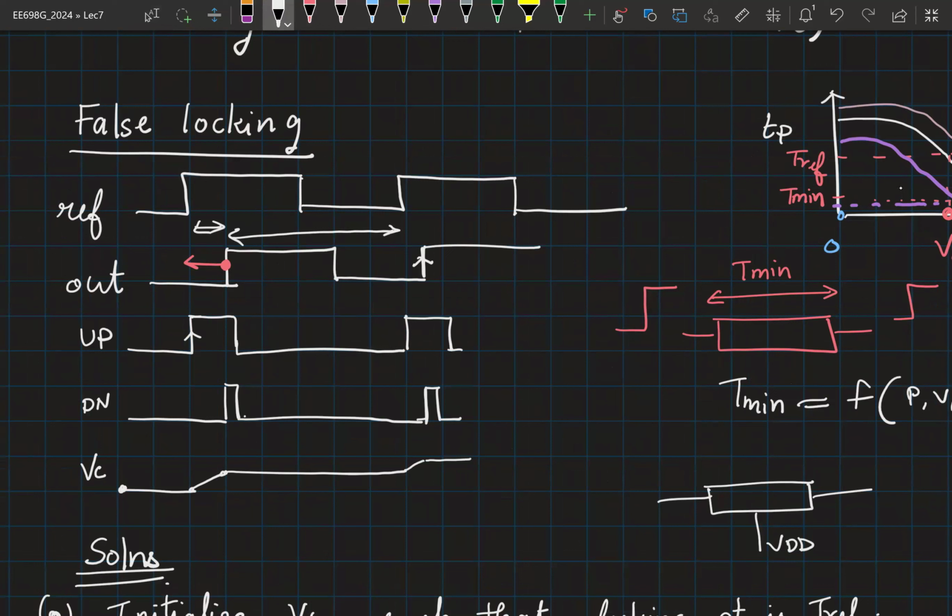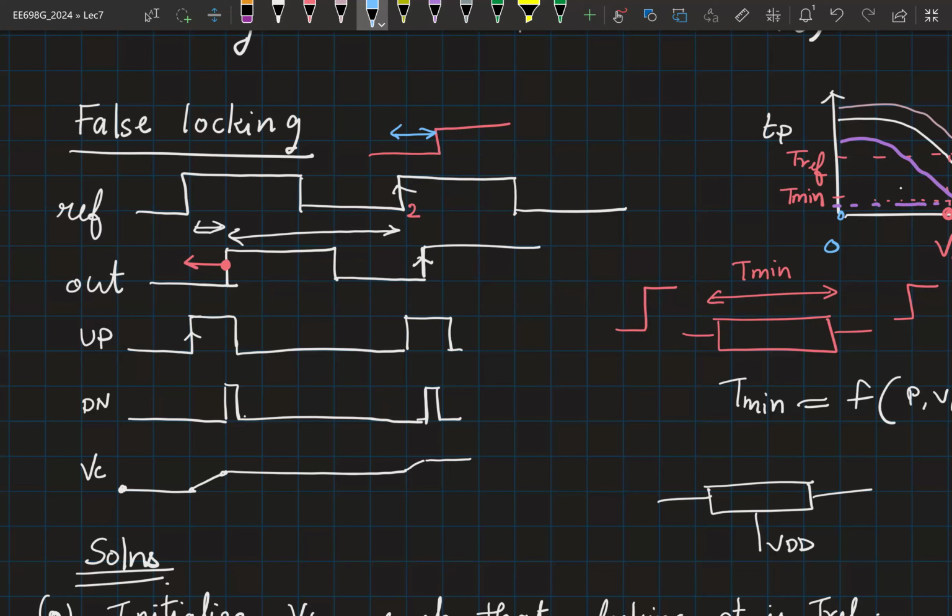Correct. Now, if the first edge of out is happening after this edge, after the second edge of the reference, for example, if this was the out signal, I still want to measure delta between these two. So it is the second edge of reference that is relevant to us. Right. So we somehow have to ignore the first edge of reference. Does that statement make sense?